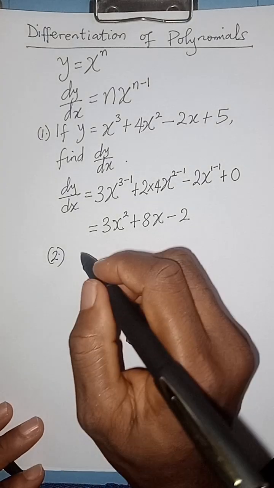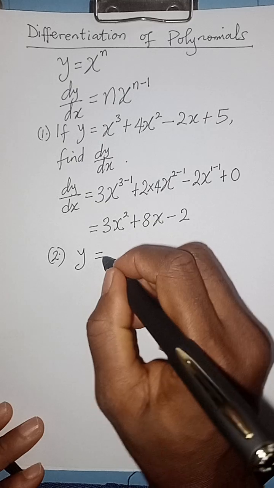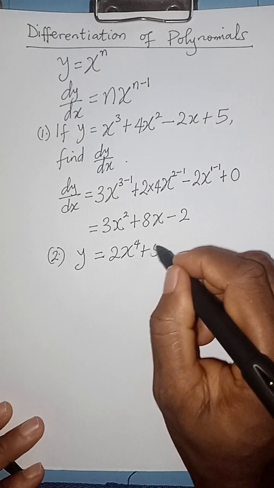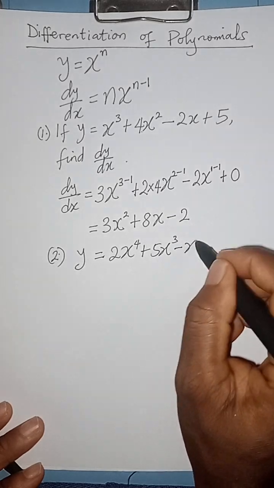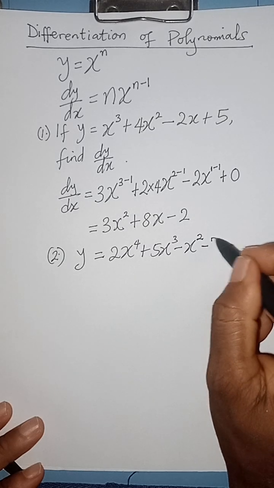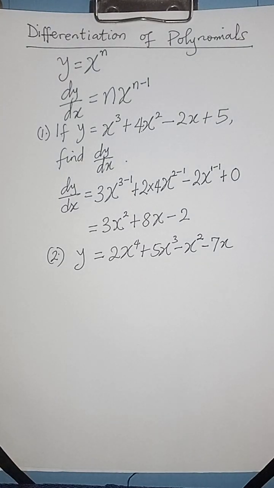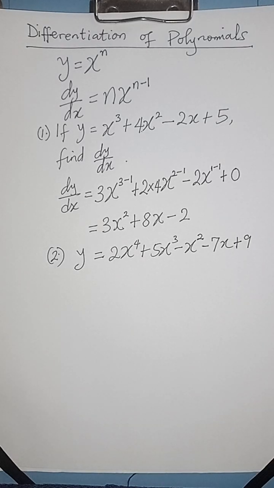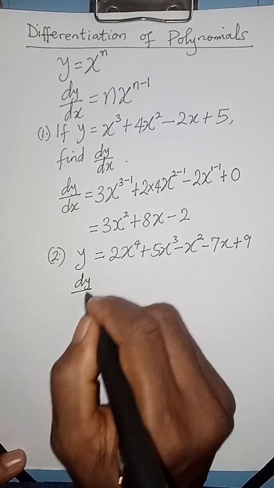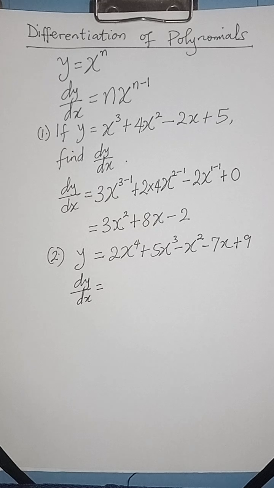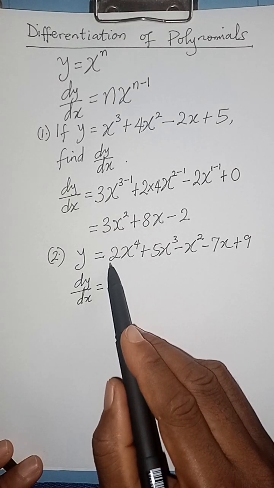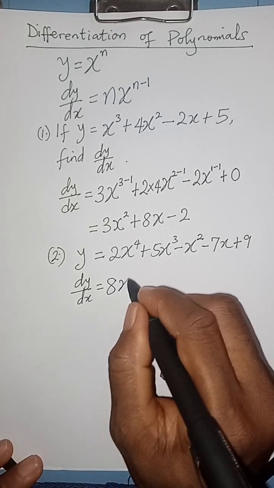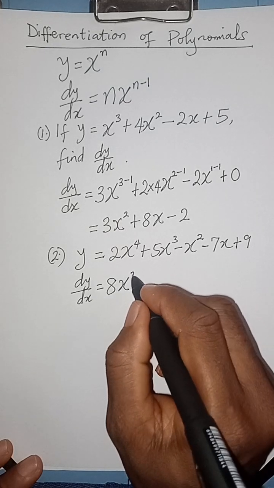Now, number 2, I have y is equal to 2x raised to power 4 plus 5x raised to power 3 minus x raised to power 2 minus 7x plus 9. So let's just add that, plus 9. Now find dy/dx. dy/dx will be equal to, bring the power to the side. So the power is 4. So 4 times 2 is 8. x, 4 minus 1, 3.